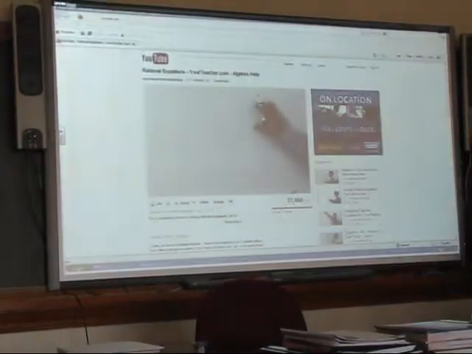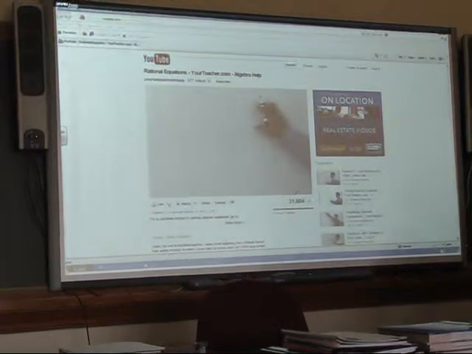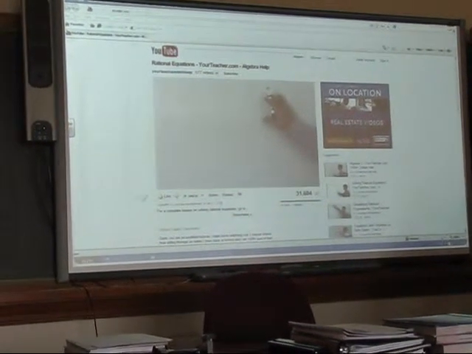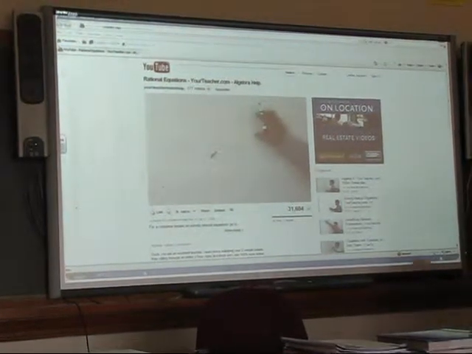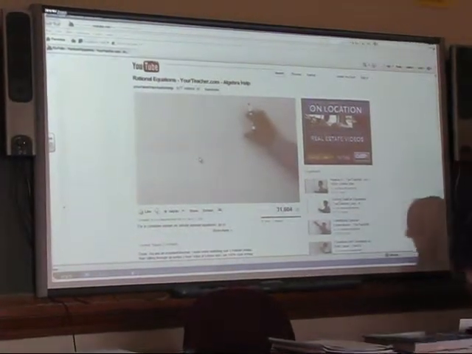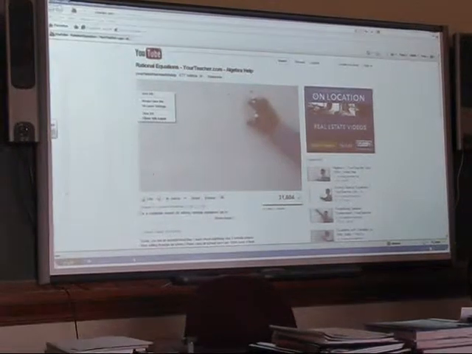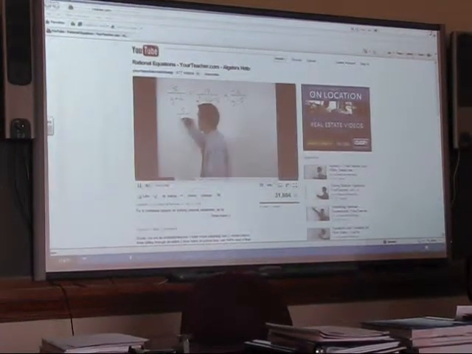To find the common denominator, notice that we must factor y squared minus 3y minus 10 as y minus 5 times y plus 2. So we have 5 over y plus 2.